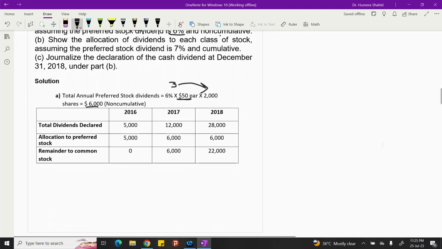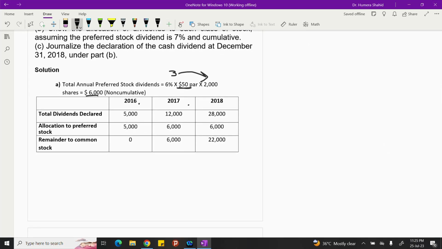Now let's make a table: 2016, 17 and 18. How much dividends are declared? In 2016, 5,000 is declared, it's given in the question. 2017, 12,000 and 2018, 28,000. How much will be allocated to the preferred stock? Preferred stock wants a dividend of 6,000, but we have only 5,000. We will give all to the preferred stock and nothing will be left for the common stock.